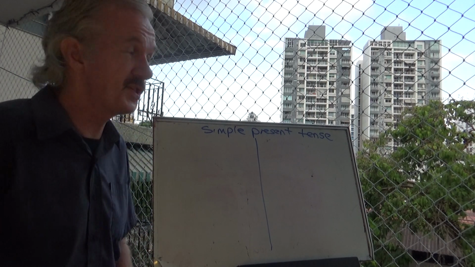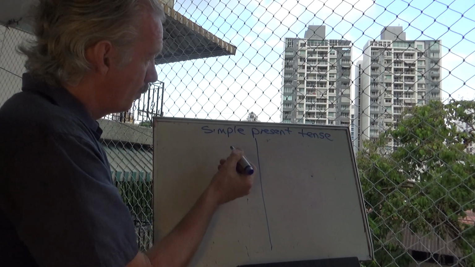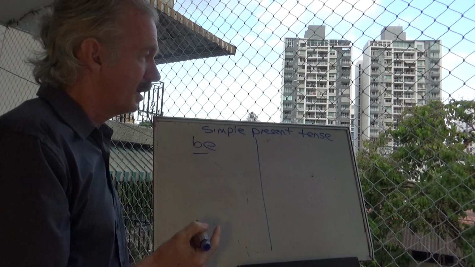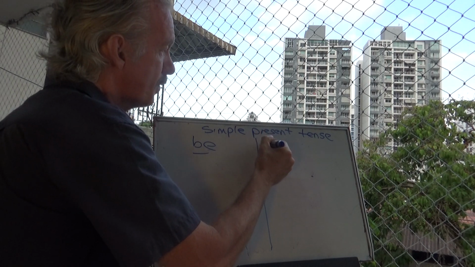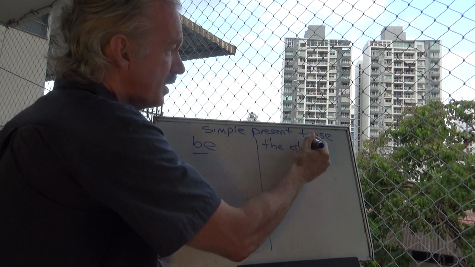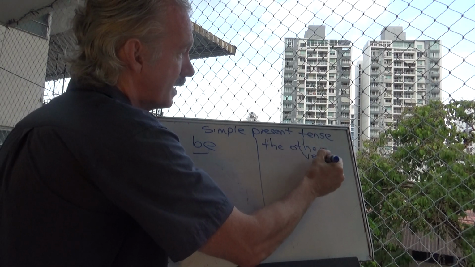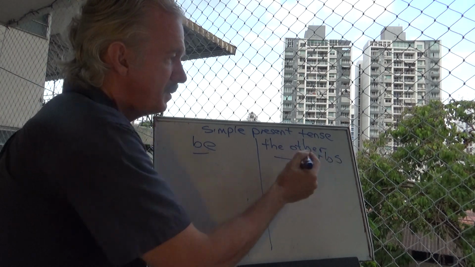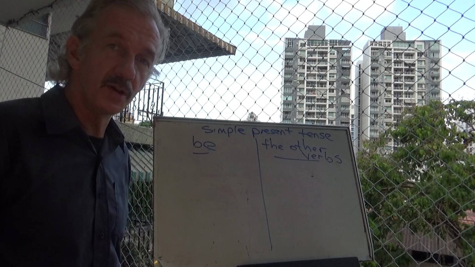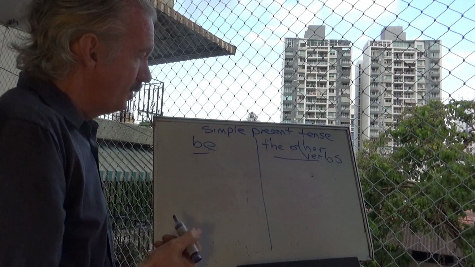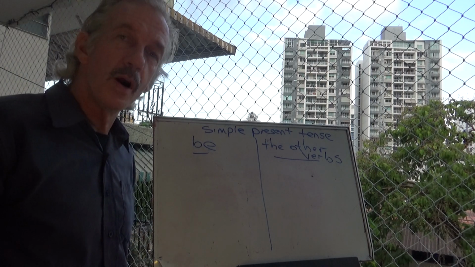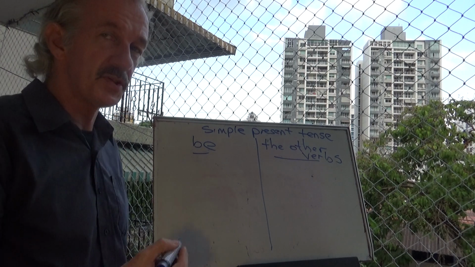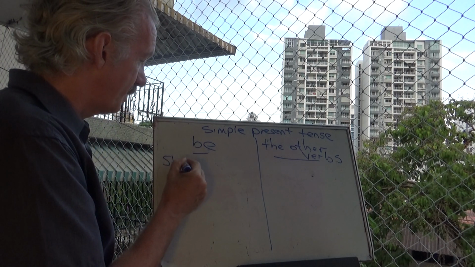So let's take a look at it. It's divided into two worlds. On one side you have the verb to be. And on the other side you have the other verbs. All the other verbs go over here on this side. So let's deal with the verb to be first, because it's the easiest one to deal with. The verb to be is independent. It doesn't require any kind of helping words or anything else to do its job. And we'll make a simple sentence like, she is a doctor.